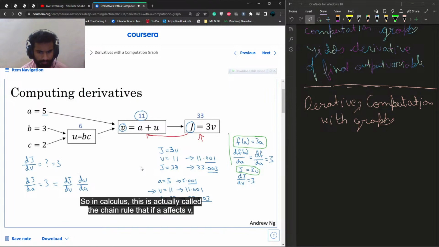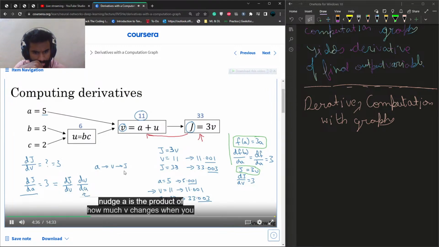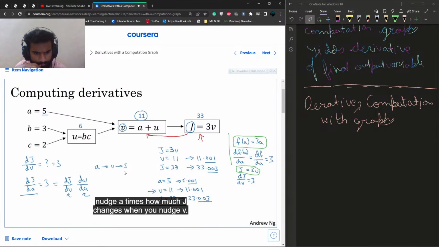So in calculus, this is called the chain rule: if a affects v, affects j, then the amount that j changes when you nudge a is the product of how much v changes when you nudge a times how much j changes when you nudge v. Again, in calculus, this is called the chain rule.